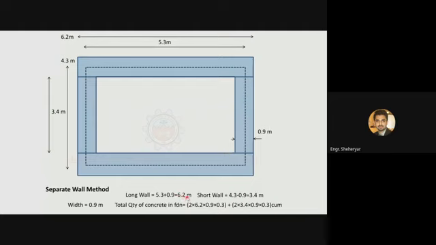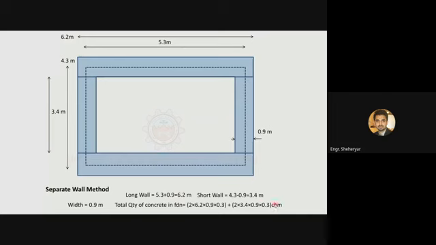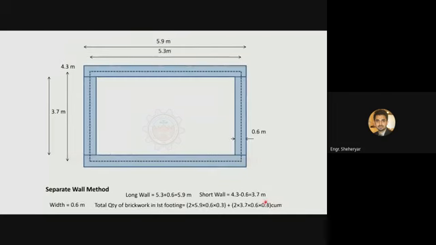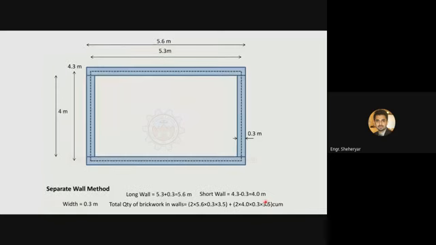The length of the long wall at the lowest level was 6.2 meters, and the length of the short wall at the lowest level was 3.4 meters. Now come towards the second level. The length of the long wall is reduced from 6.2 to 5.9, and the short wall is increased from 3.4 to 3.7. Let's now move above to the top layer. The long wall is reduced from 5.9 to 5.6, and the short wall is again increased from 3.7 to 4.